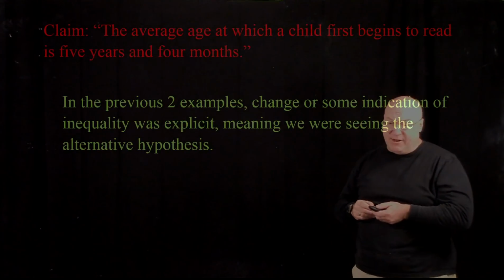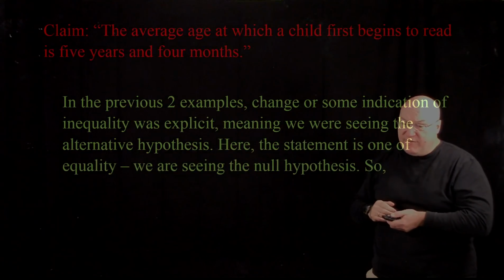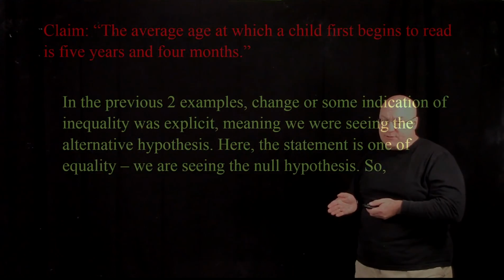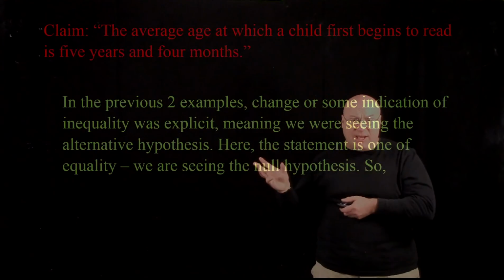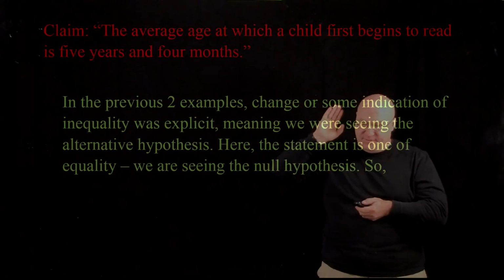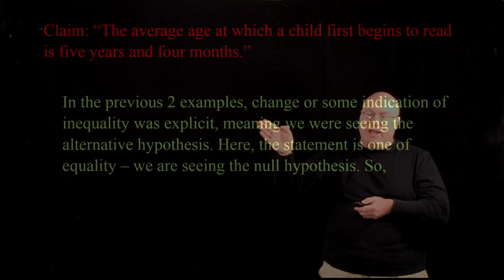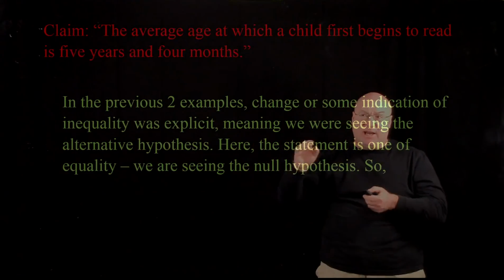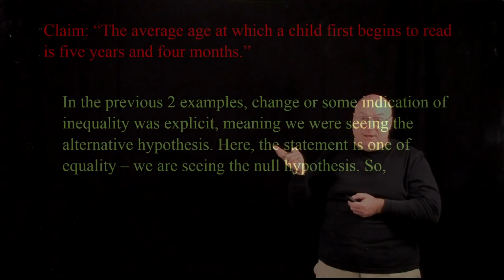And this is what you need to have down, that we saw originally the alternative hypothesis. Here, what we have is just a statement of equality. We're actually seeing the null hypothesis, right? So this is an example where I'm not questioning whether or not something changed. I actually have an initial opinion about something. I think the age at which a child first begins to read is 5 years and 4 months. And the question now is just testing whether or not that's a correct opinion, right? So I'm not looking at a change coming into play. It's just whether or not I should change my opinion, really, okay?